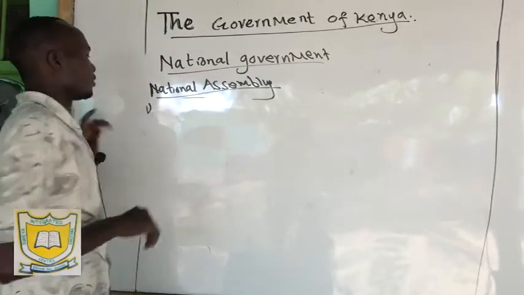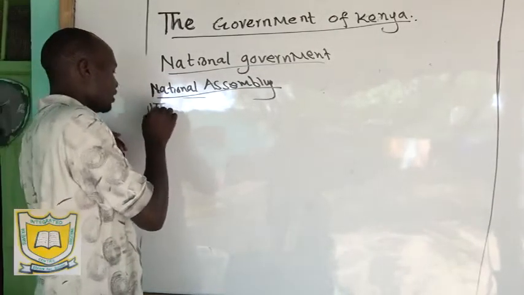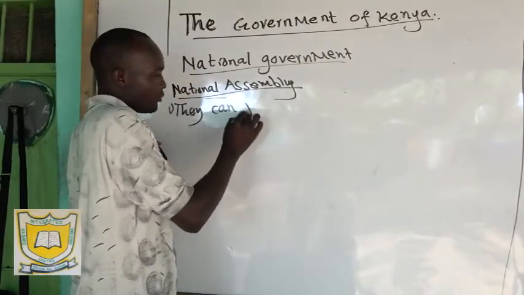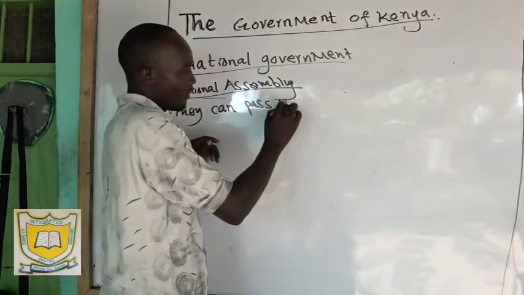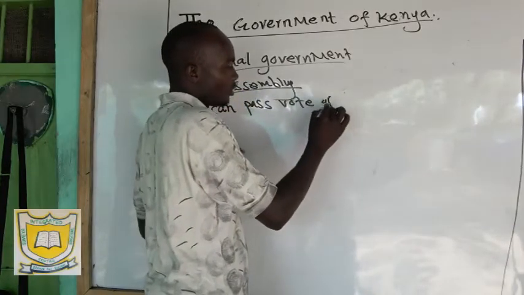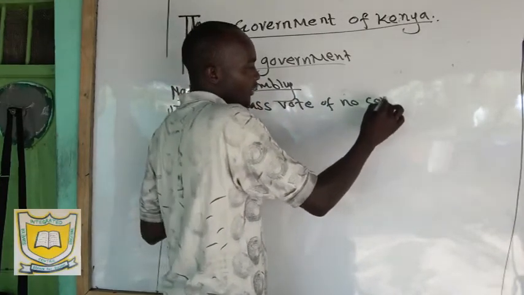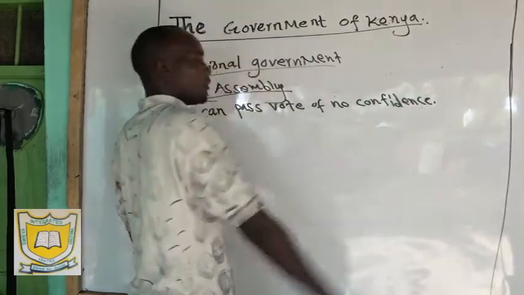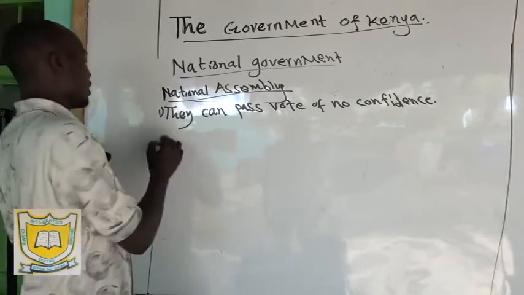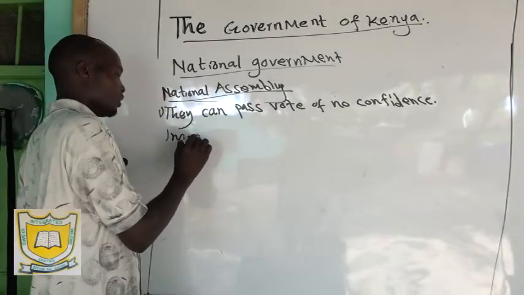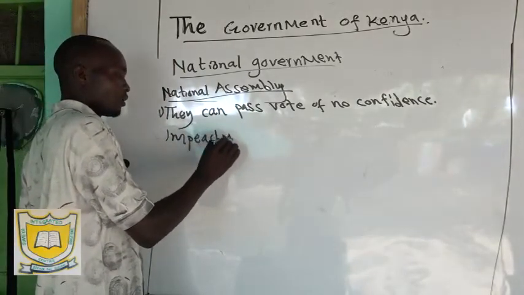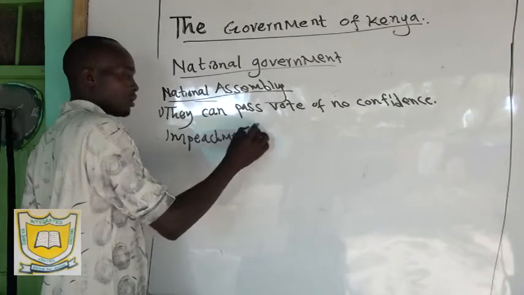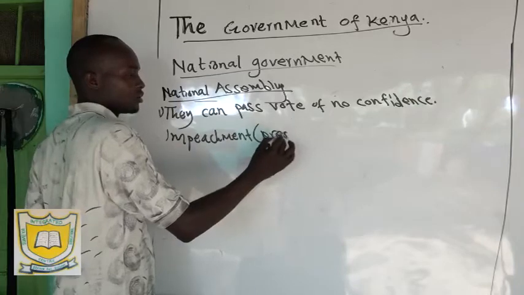So number one, they can pass a vote of no confidence. The vote of no confidence, we also call it impeachment. And who is impeached? Impeachment is of the president.